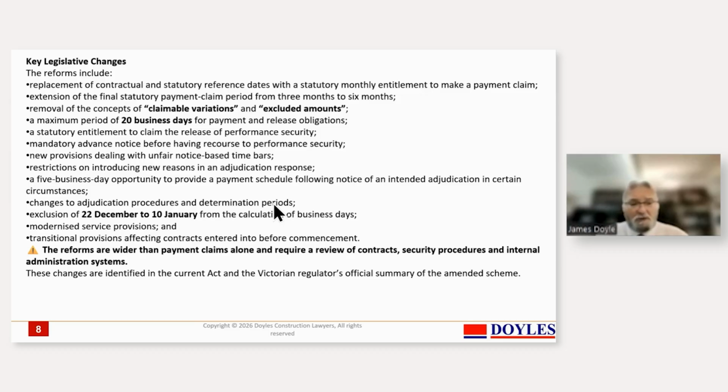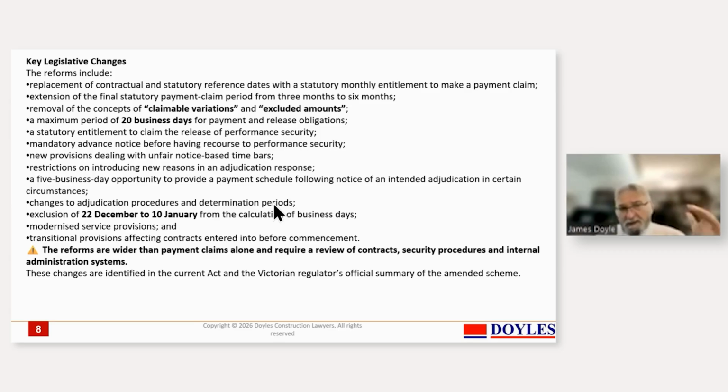So that's important. And they put in there a period from the 22nd of December to the 10th of January excluded from the calculation of business days. And effectively that means you can't ruin anyone's Christmas by putting a claim in shortly beforehand. So that's an aspect. They've modernised some of the service provisions, going to a more digital world. So those are aspects which are improvements.